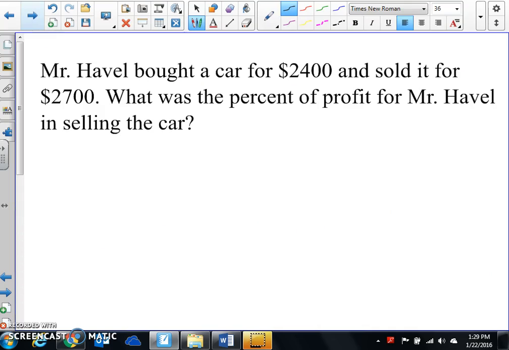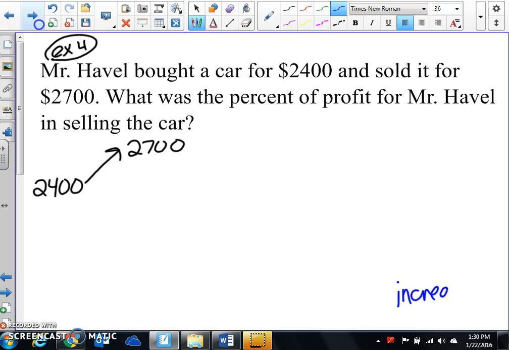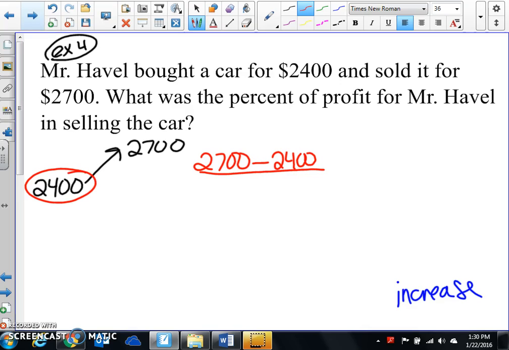Mr. Havel, so this is number 4. Bought a car for $2,400 and sold it for $2,700. What was the percent of profit for Mr. Havel in selling the car? So he started with $2,400 and then he sold it for $2,700. So we automatically know it's going to be an increase. All right, so difference over original. So 2,700 minus 2,400. The original price is 2,400. 2,700 minus 2,400 is 300.